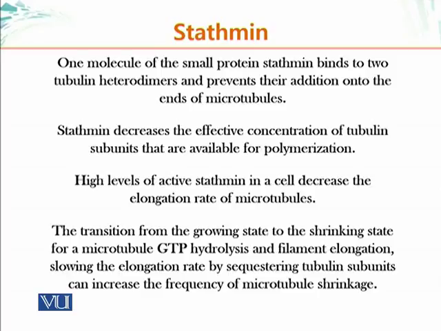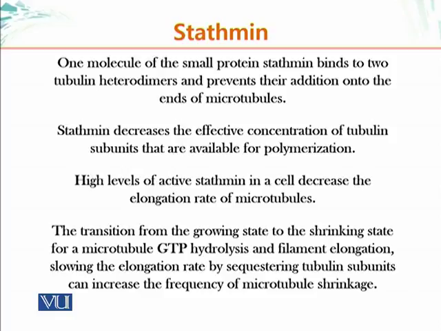Stathmin decreases the effective concentration of tubulin subunits that are available for polymerization. This action is basically analogous to that of colchicine that we have talked about. High levels of active Stathmin in the cell decrease the elongation rate of microtubules. For the transition from the growing state to the shrinking state, involving GTP hydrolysis and filament elongation, slowing the elongation rate by sequestering the subunits can increase the frequency of microtubule shrinkage, which makes sense.